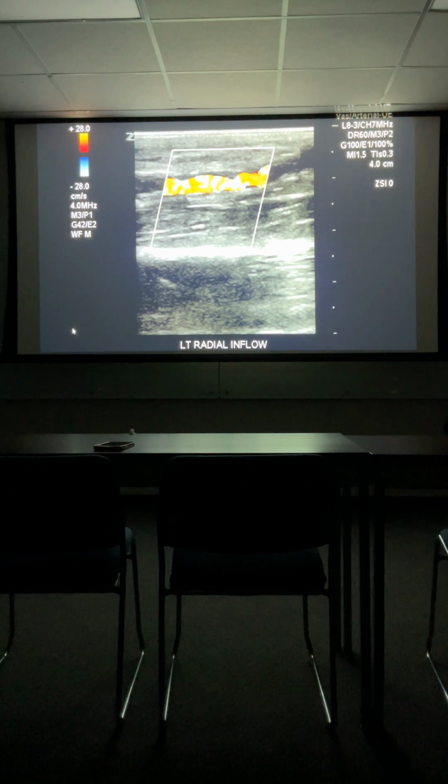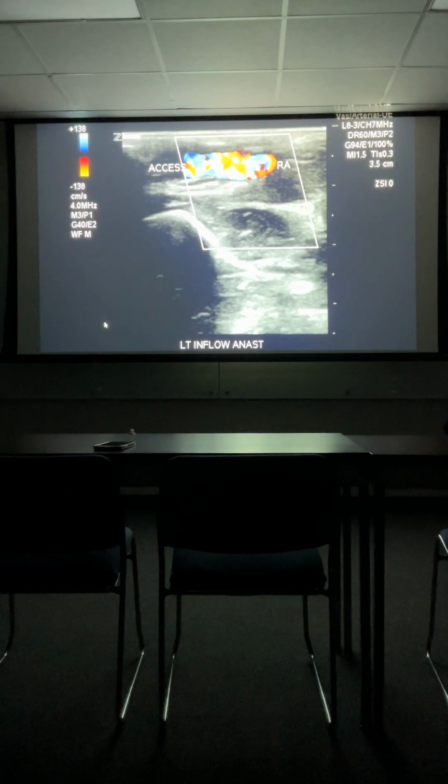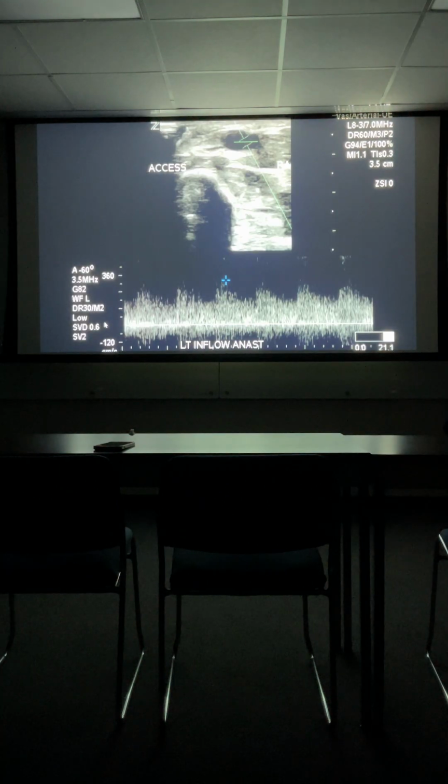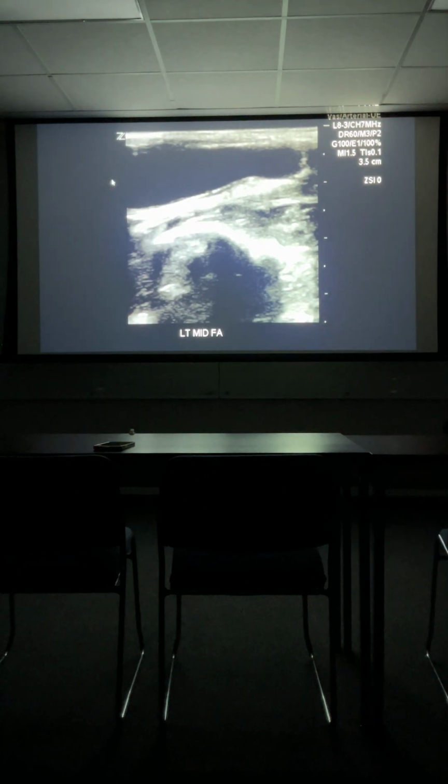In the first couple of images, you can see the sonographer starts with the radial artery inflow. This is a perfectly normal waveform, low resistance, even monophasic. This is perfectly normal for a pre-anastomotic artery waveform. Moving through the anastomosis, and here at mid-forearm, you can see that the diameter has changed; it's increased.